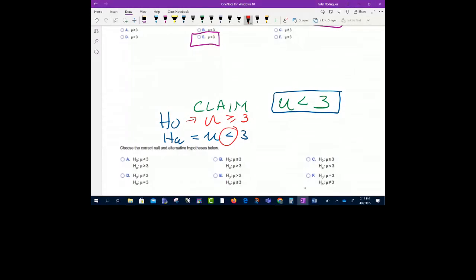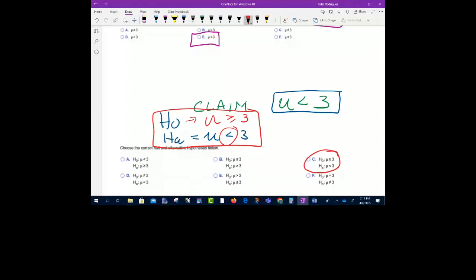So now I'm going to come back over here and look at my choices again, A, B, C, D, E, and F. Does one of those say the H0 is mu bigger than or equal to 3 and the Ha is mu less than 3? Which one says that? C. So we're going to go right here. Boom. That's my C.